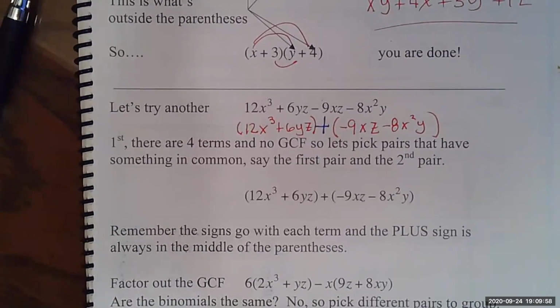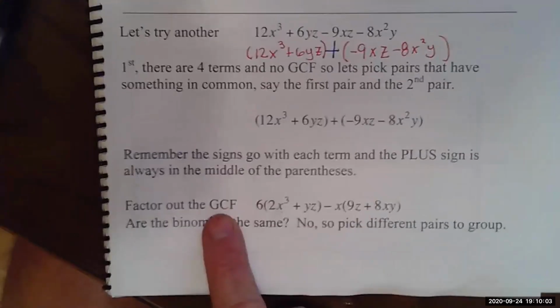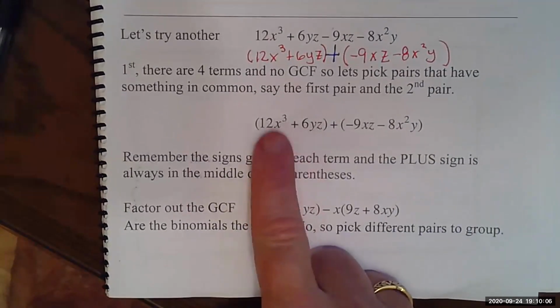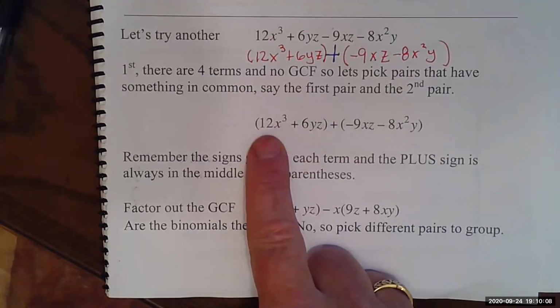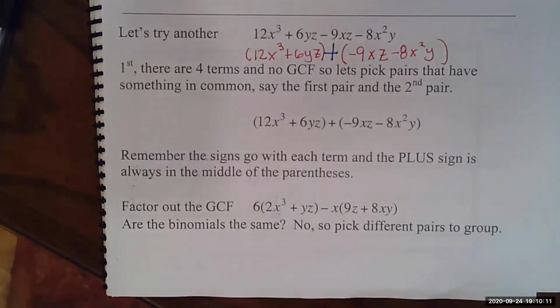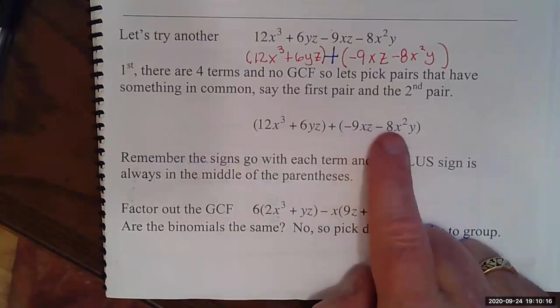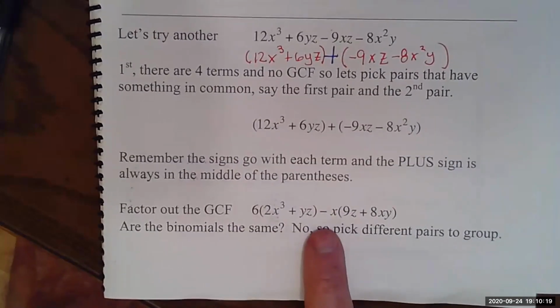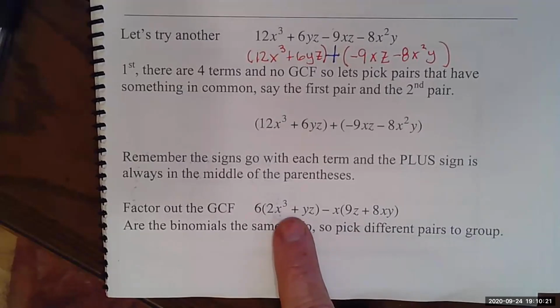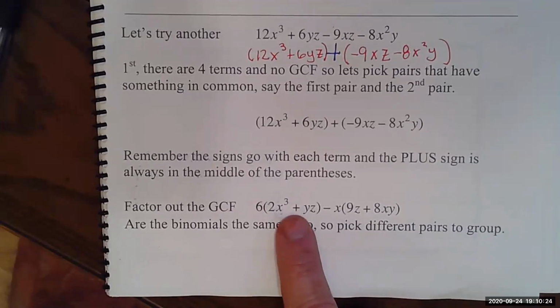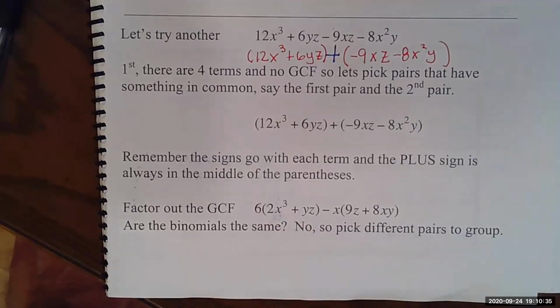All right, so now we factor off the GCF from the pairs. There's a 6, greatest common factor 6, and that's it. Leave the rest. Factor off the negative and an x, and leave what's left. And these aren't the same. Don't give up. You just picked the wrong pair, that's all. The first pair and the second pair didn't work, so maybe try something different.